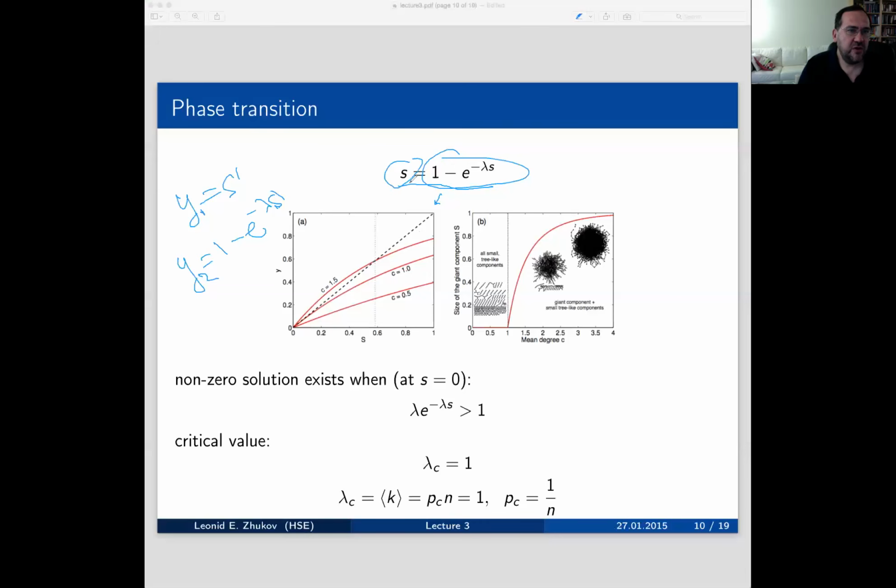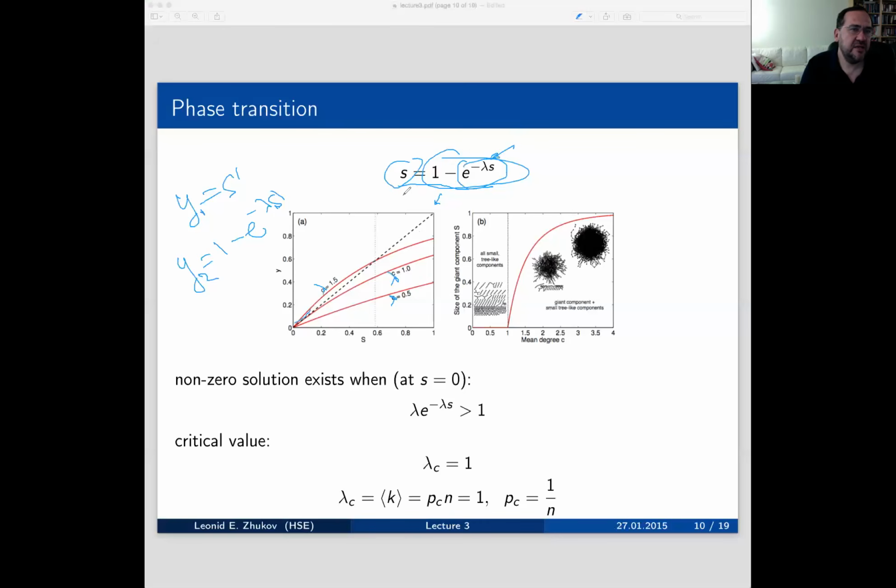Let's try to draw those curves for different values of lambda. Though here we have notation C, it's because I borrowed this picture. It is lambda. Notice that depending on lambda, the curve will either go pretty low or can go higher. That is controlled by the parameter. If lambda is small, it's low. If lambda is large, it can be bent more.